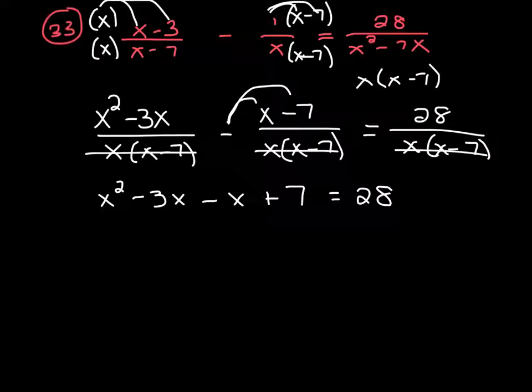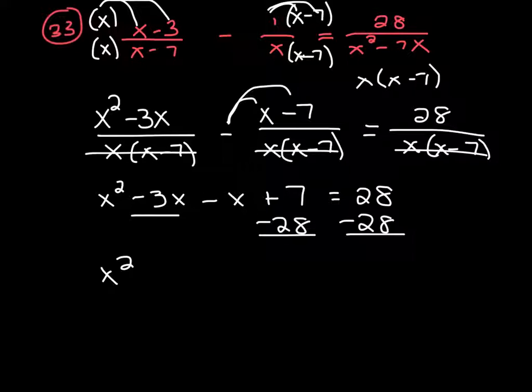Okay, so this time, since we have an x squared, we want to get everything to the same side of the equation as the x squared. So I'm going to subtract this 28, and let me combine like terms in the same step. So this x squared is just going to come right down. I can combine the negative 3x and the negative x to give me negative 4x. And then 7 minus 28 would be negative 21.